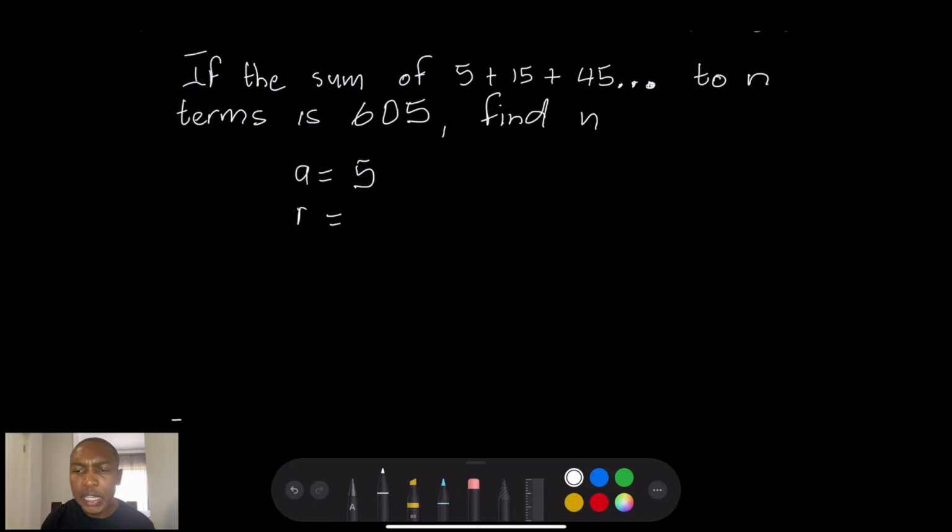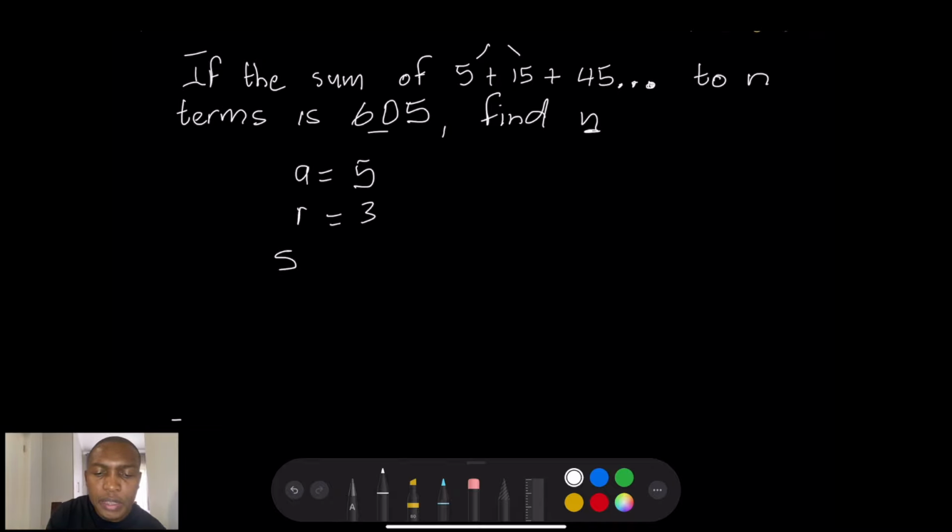What is our r value in this case? To move from the first to the second term, we've got 15 divided by 5, that will give us 3. And of course, 45 divided by 15 will also give us 3. So we're taking term 2 divided by term 1 as well as term 3 divided by term 2, and that gives us a value of 3. Now we want to know how many terms will give us a sum of the sequence. Definitely it's a geometric sequence, so let's find out.